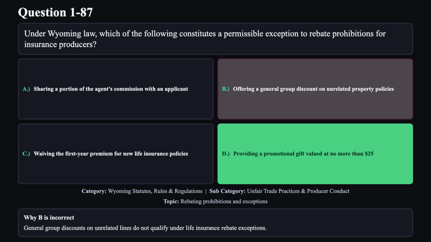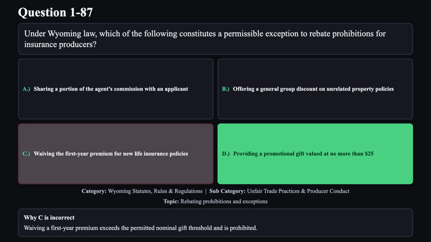Reason B is not correct. General group discounts on unrelated lines do not qualify under life insurance rebate exceptions. Reason C is not correct. Waiving a first-year premium exceeds the permitted nominal gift threshold and is prohibited.